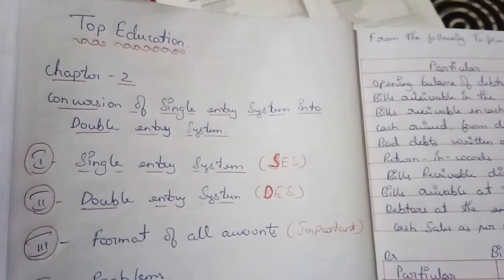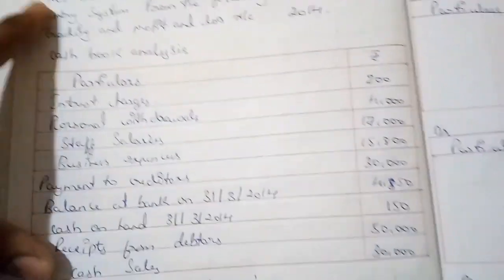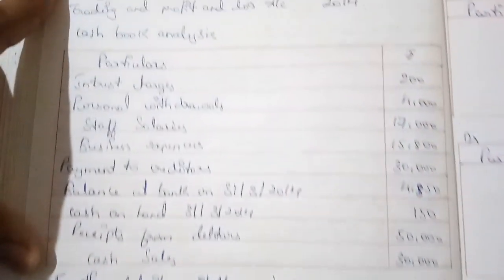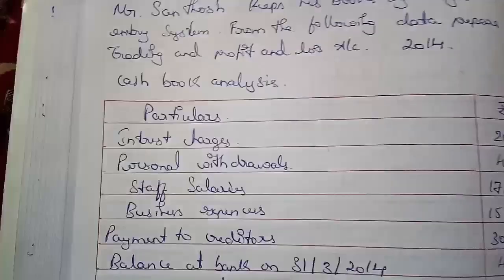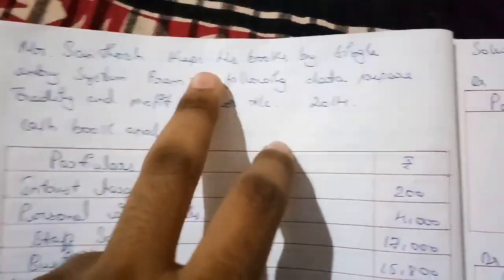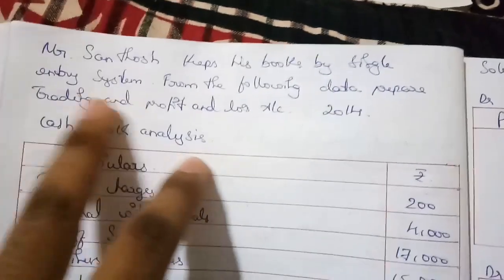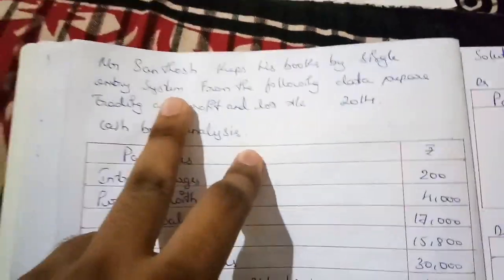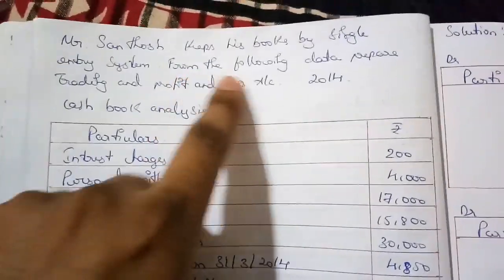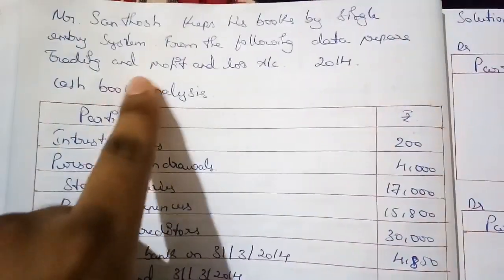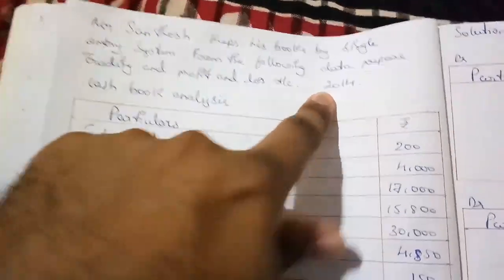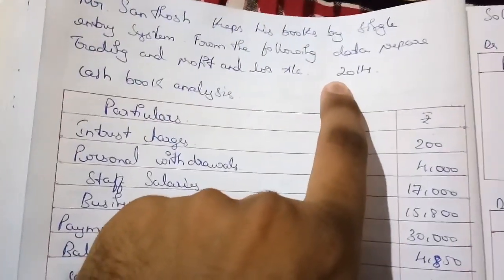Okay, so let's move. Guys, we have a very big sum. We have to solve this. Yes, let's do it. Mr. Santosh keeps his books by single entry system. So the single entry system we have to convert into double entry system. From the following data, prepare trading and profit and loss account 2014. So the ending year is 2014.